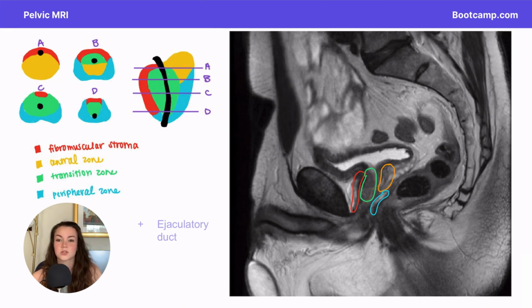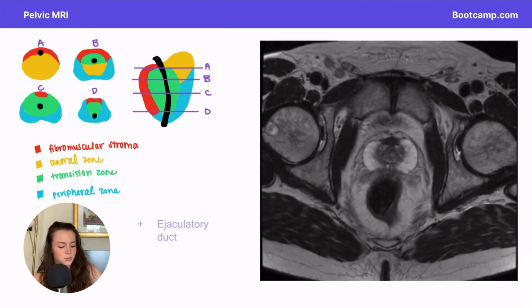So let's take a look now at an axial cut, and we're going to be taking a look through slice B. So right here at slice B, you're going to be able to see the fibromuscular stroma, the transition zone with the urethra running through it, the central zone back here, and the peripheral zone on either side. And your urethra is going to run through right here, and your ejaculatory duct runs through that central zone right here.